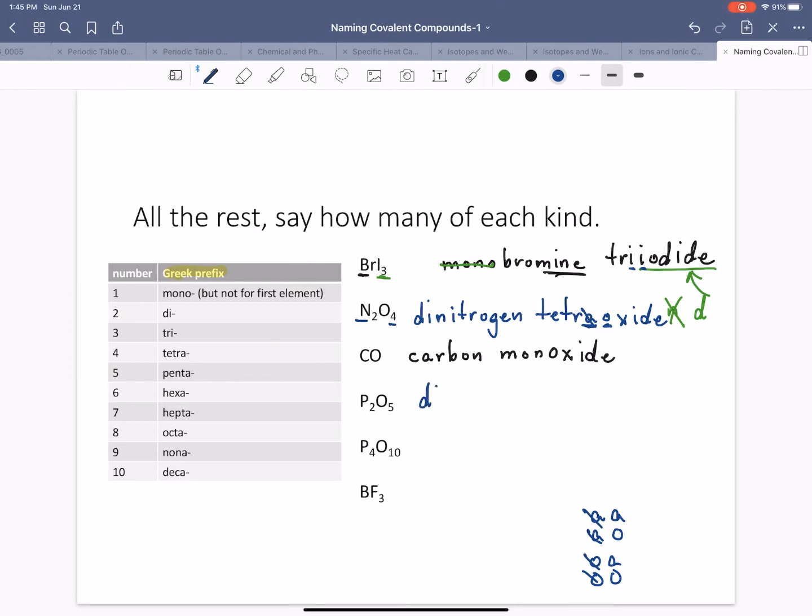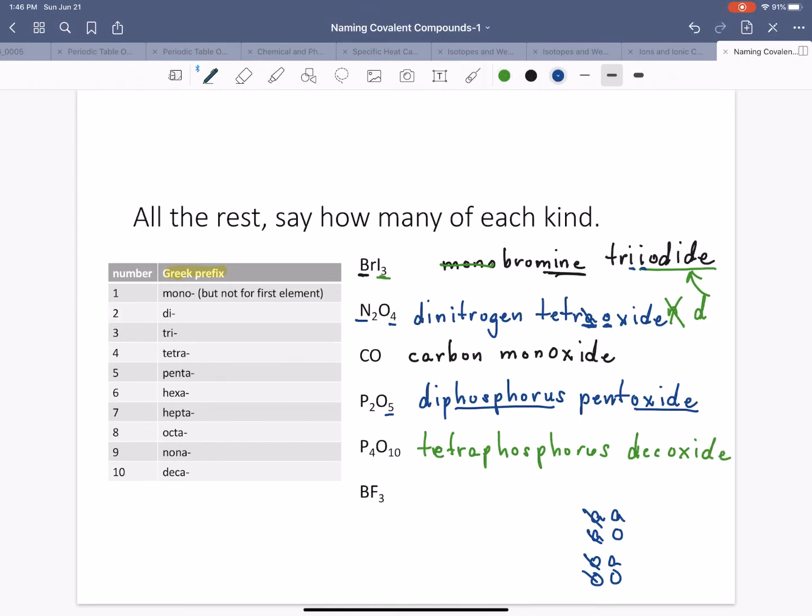Two phosphoruses. When you're spelling, phosphorus ends with a US, unless you're in Europe. And then 5 oxygens would be penta, except we just say pent oxide. Element name, and then the name has changed from oxygen to oxide. 4 phosphoruses, tetra. Decaoxide.